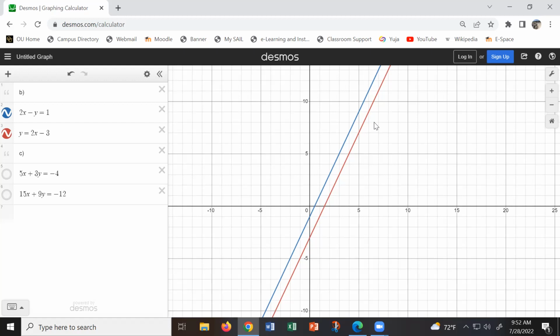Yeah, as long as you see two of them clearly. Dependent would be if they're on top of each other, the red with the blue together. Okay. Here, that's the third one.